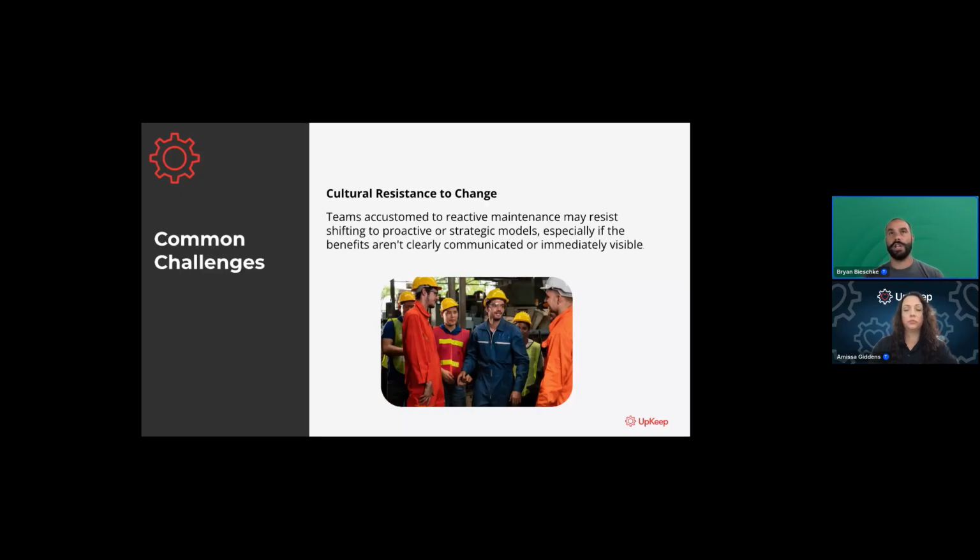Cultural resistance to change. This stems from leadership. It stems from the way your business conducts itself. And teams, they become accustomed to things. We are likely to do what we are rewarded for.